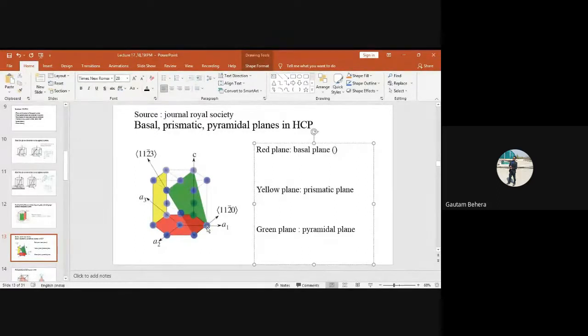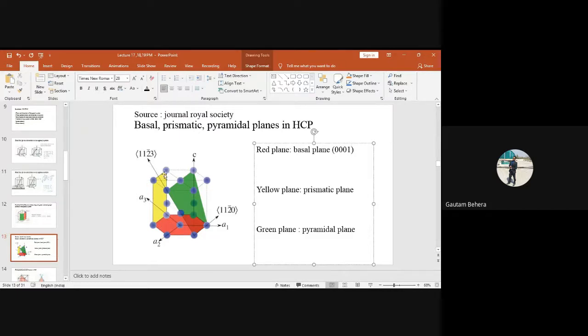You can see this particular red plane, the basal plane, is parallel to A2, parallel to A1, and parallel to A3, right? So it will be 0, 0, 0, since this red plane is parallel to the A2, A1, and A3 axes. But this plane is at 1 unit magnitude from the origin. Suppose this is the origin. From the origin, this is 1 unit magnitude. You can write either 1 or 1 bar, there is no problem. So this is the (0 0 0 1) plane.